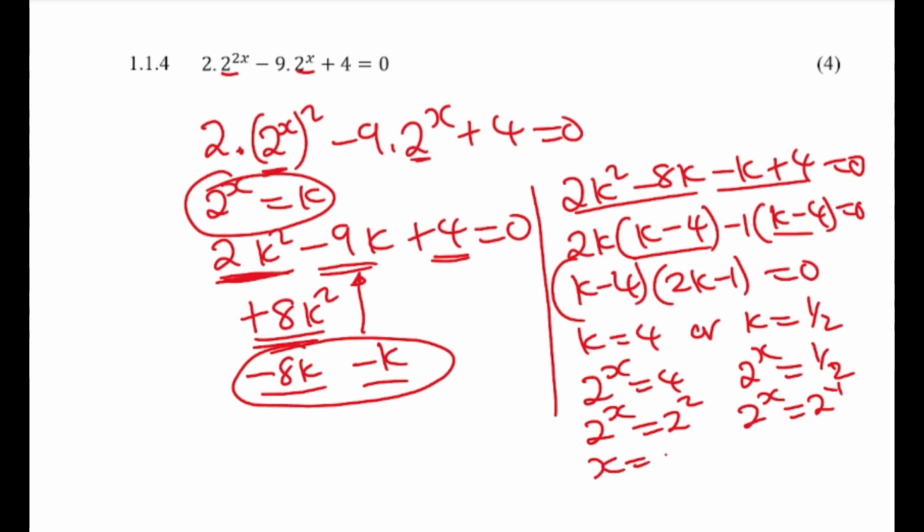So it means x is equal to 2 or x is equal to negative 1. Both answers are applicable. You get your 4 marks for the answers. And then we have the standard form here, somewhere there. And then the factors there. You get your 4 marks.